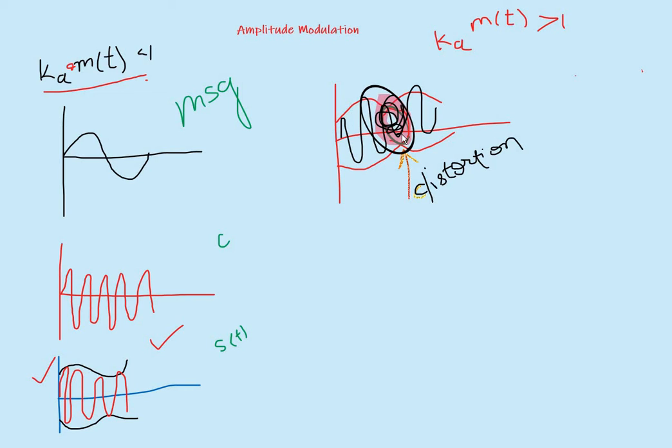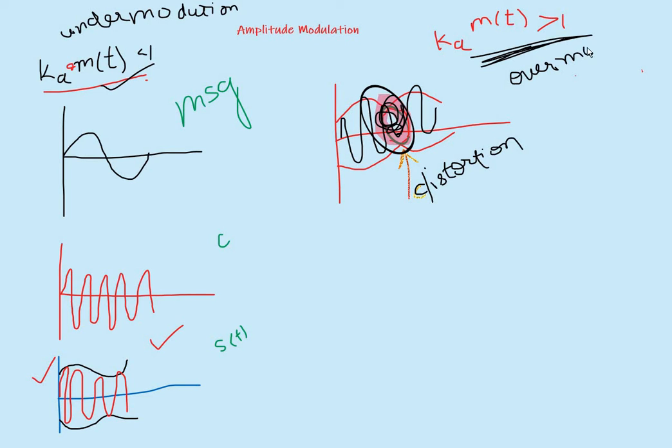Because of this, we don't want ka into m of t to be greater than 1. We are always asked to maintain ka of m of t less than 1. This is called under modulation. And when ka into m of t is greater than 1, this technique is called over modulation.